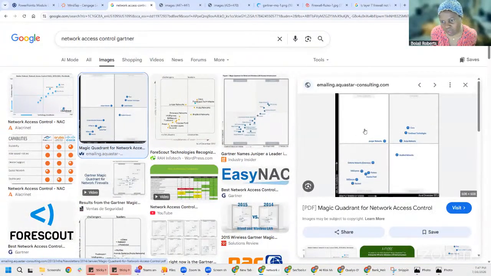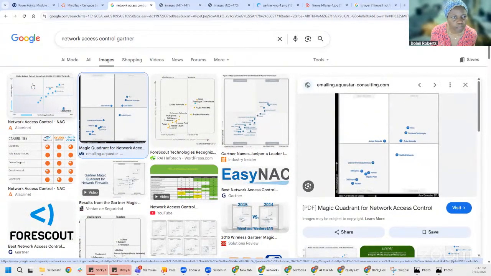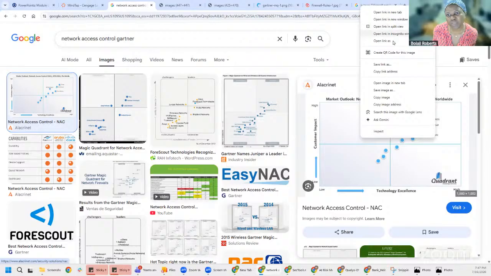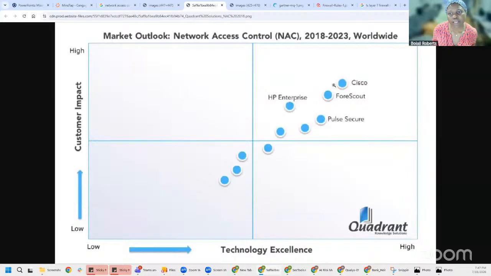Let's see it clearly. Well, this was 2018 to 2023. Let's see. This one says 2018 to 2023. Yeah, so we had Cisco, we had Forescout. As far as I'm concerned, I would place Forescout over Cisco, but because Cisco is a much bigger organization than Forescout, you see, that's why you see their hub there.